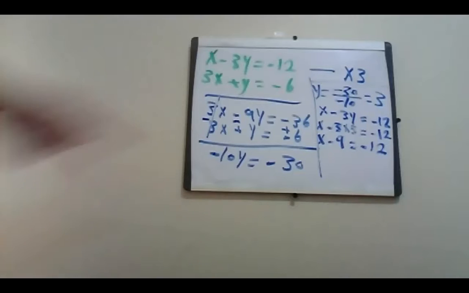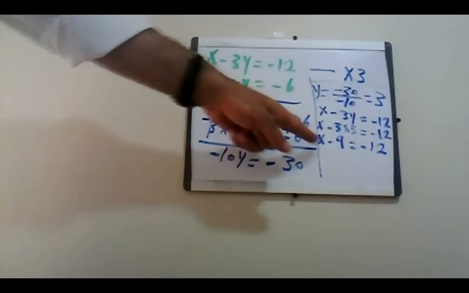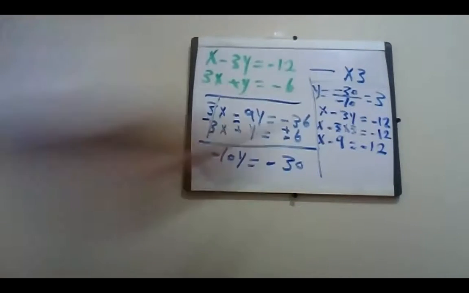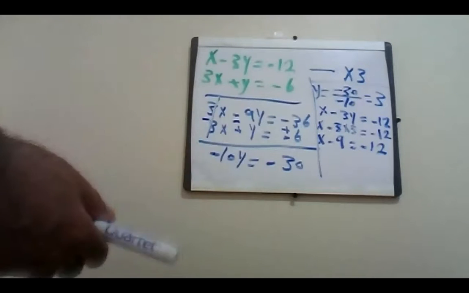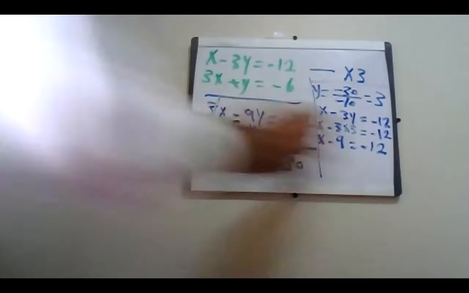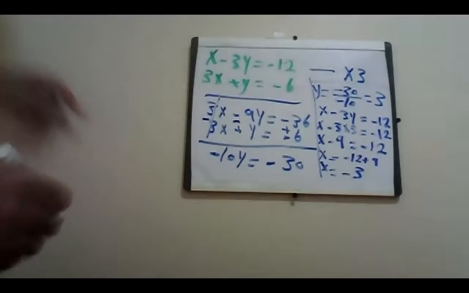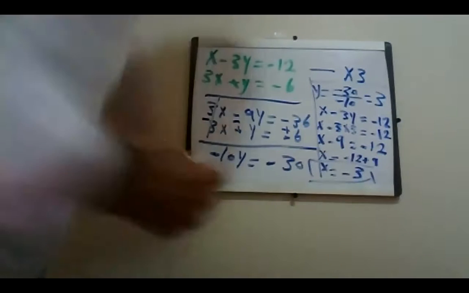Then I will let x go to the other side. The number will go to the other side with a different sign, like minus will be positive. Then x will be minus 12 plus 9. Then x will equal minus 3. Then we have the y for 3 and the x for minus 3.